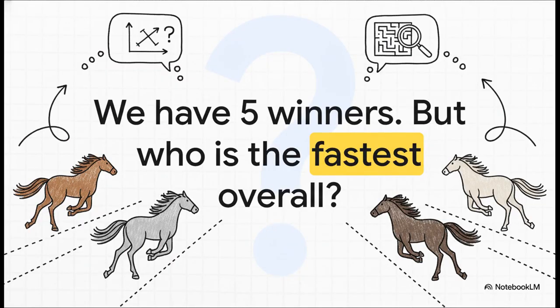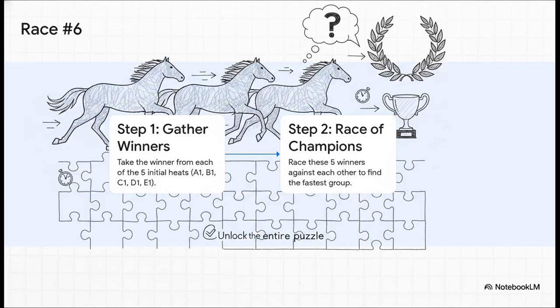Right, so now we've got our 5 winners, A1, B1, C1, D1, and E1. And it's so tempting to just assume, hey, these must be the 5 fastest horses overall. But are they? What if, say, the slowest horse in Group A is actually faster than the winning horse from Group E? We just don't know. These first 5 races only tell us about the horses inside their own little bubble. We have no clue how the groups stack up against each other. So, what's the next logical move?